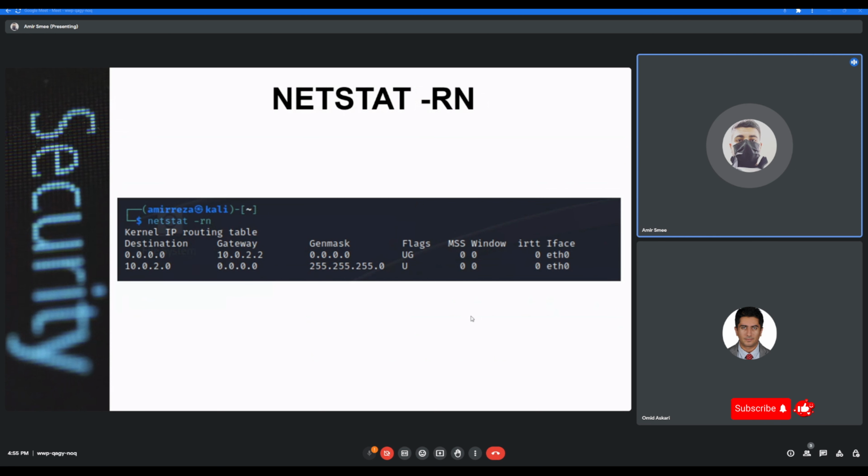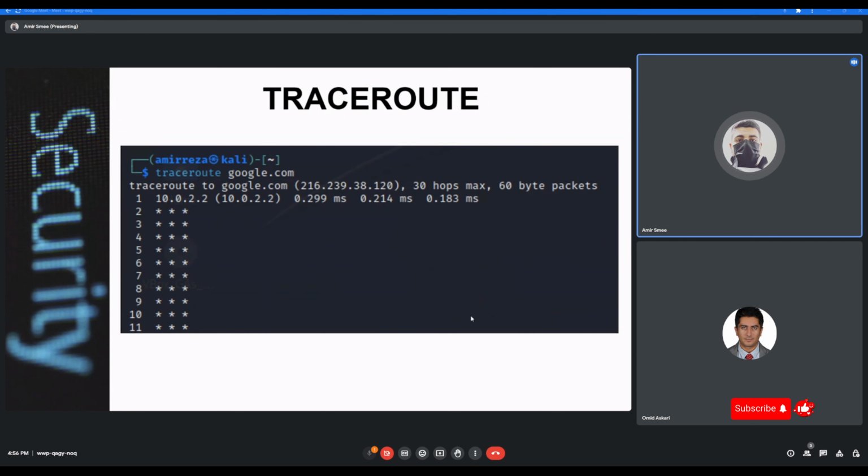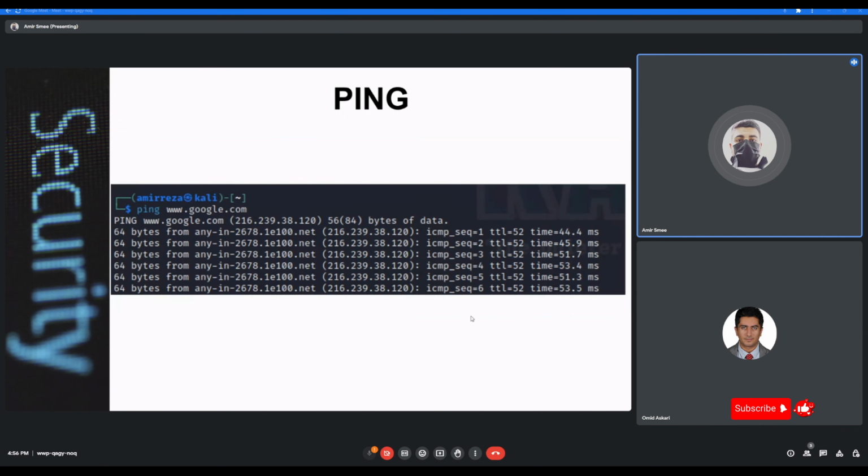Netstat -rn. This command shows a routing table for all IP addresses bound to the server. Traceroute. This command lets you trace an IP packet's route to its destination. Ping helps you to check if the host is reachable.